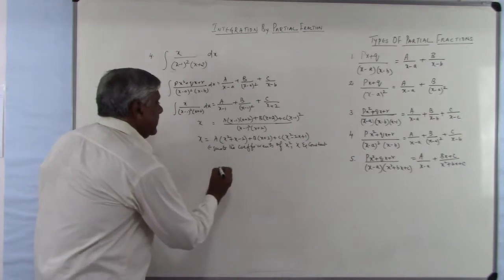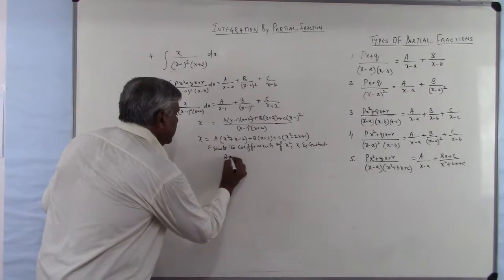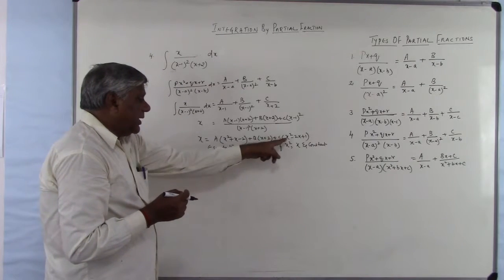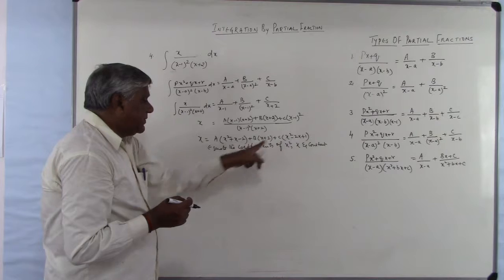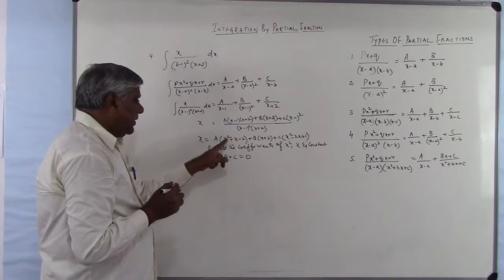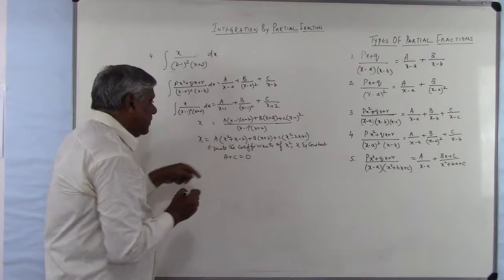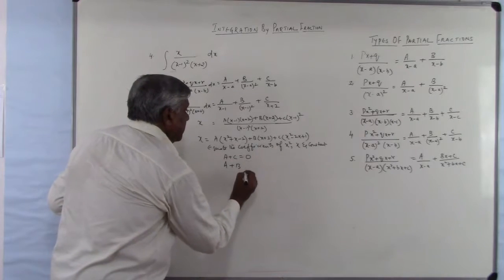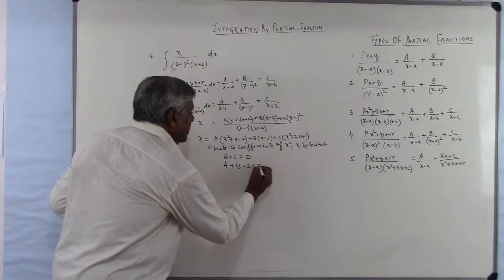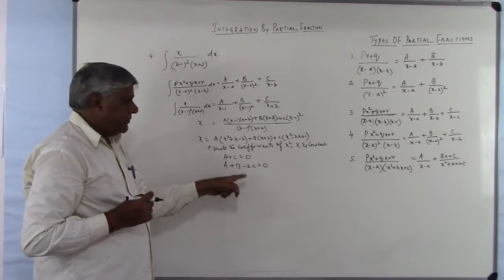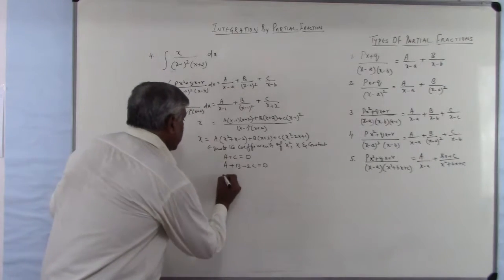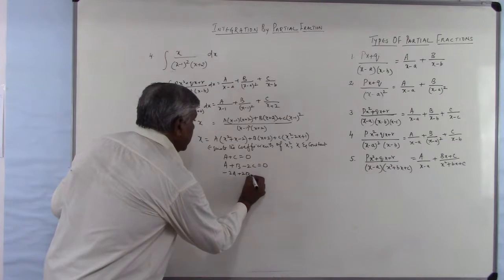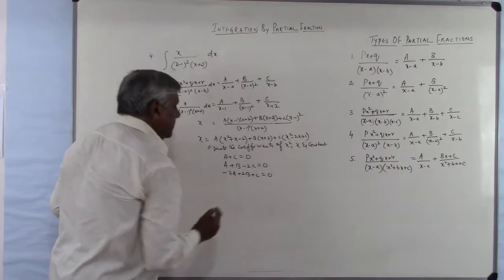How much do we get? A plus c is equal to 0 because there is no coefficient of x square. So a plus c is equal to 0. Now equate the coefficient of x. A plus b minus 2c is equal to 0. Next, constants: minus 2a plus 2b plus c is equal to 0.